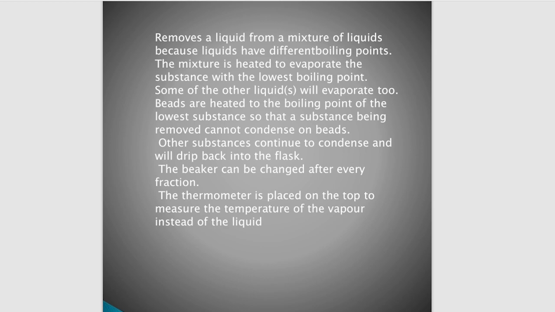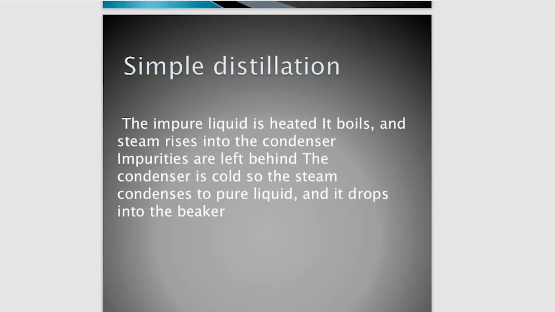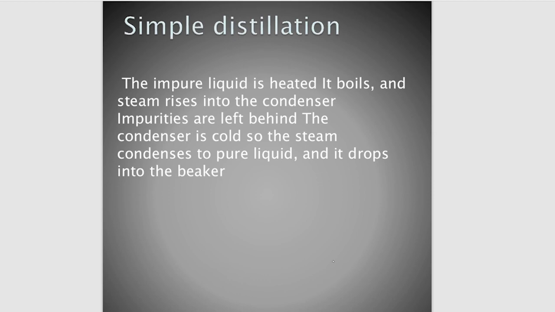What does it mean? The substance which reaches its boiling point will move up, and the substances which have not reached their boiling point will condense back into the flask. So the beaker can be changed after every fraction. The thermometer is placed at the top to measure the temperature of the vapor instead of the liquid. In the exam, they can ask: the thermometer should be by the side arm of the condenser. The position should be learned and memorized, because an error can be shown to you about the wrong position of the thermometer.